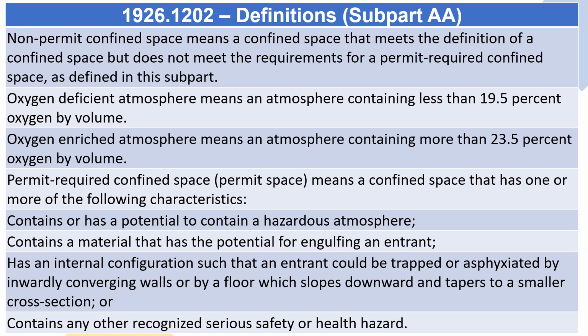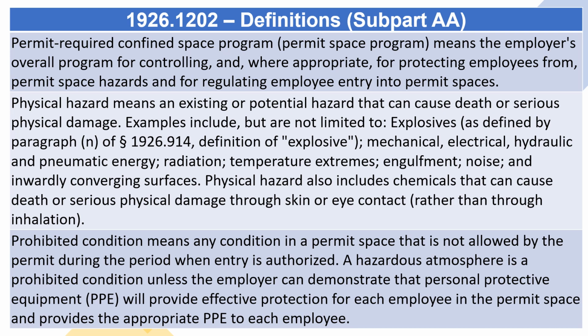with existing frameworks. Permit required confined space program, permit space program, means the employer's overall program for controlling, and, where appropriate, for protecting employees from permit space hazards and for regulating employee entry into permit spaces. Physical hazard means an existing or potential hazard that can cause death or serious physical damage. Examples include, but are not limited to, explosives, as defined by paragraph N of section 1926.914, definition of explosive, mechanical, electrical, hydraulic and pneumatic energy, radiation, temperature extremes, engulfment, noise, and inwardly converging surfaces.